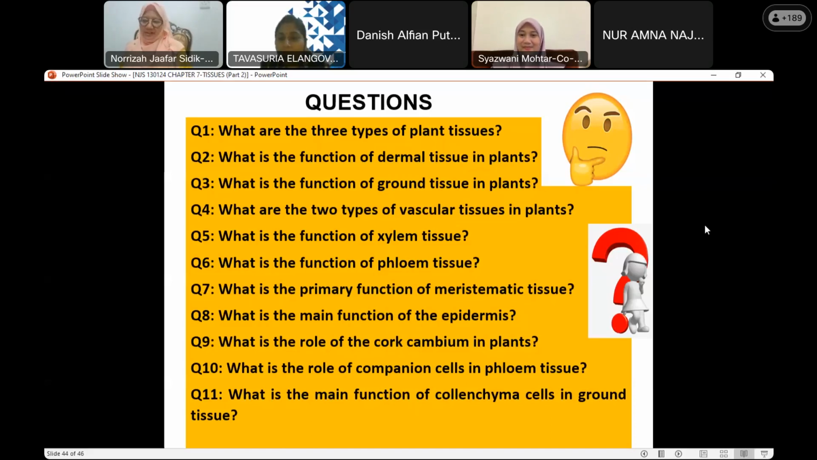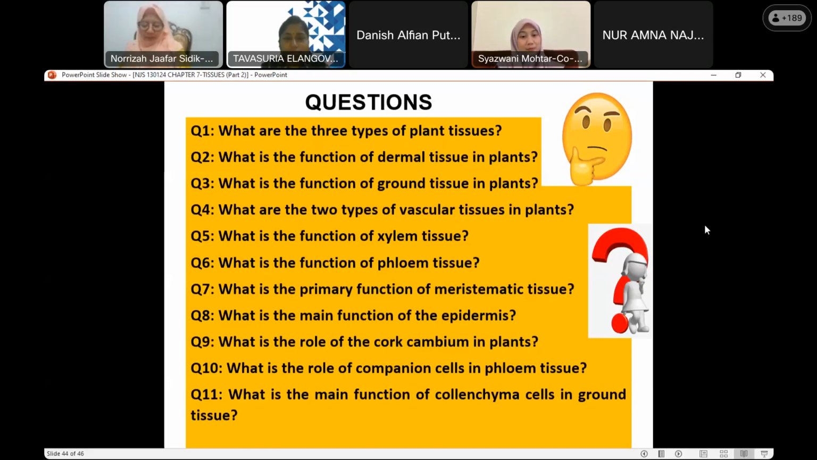Okay, protection. Okay, good. Protect the outer layer, yes. Muhammad Aiman bin Abdullah said, protect the plant from water loss, regulate the gas exchange, and act as a barrier against pathogens. Okay, good. Yeah, that's correct.